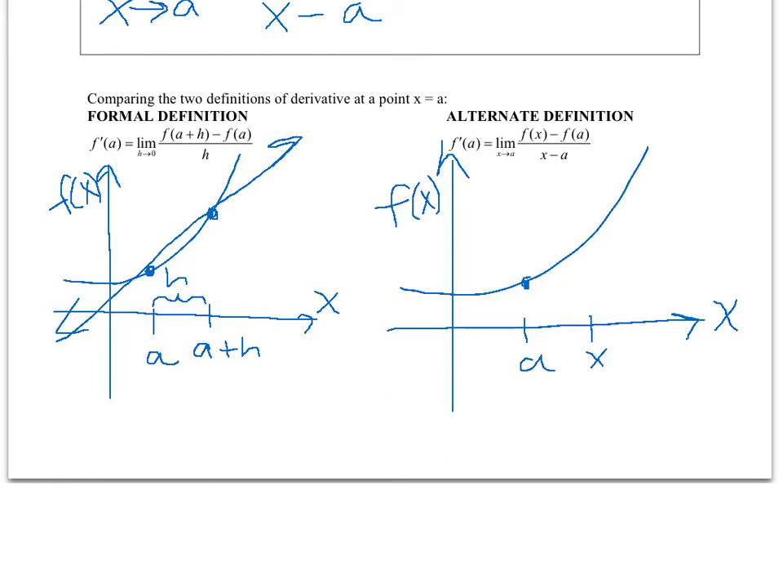So this alternate definition says if you take another point, you just randomly call it x, and you connect those 2 points, this would be f of x minus f of a. So there's your change of y again, and this time the change of x is just going to be x minus a. And again, we want to make the change of x go towards 0. Here we're not defining h as a distance between the two of them. So in order to make these two coordinate points approach each other, you would just have to slide x closer to a. That's why in this definition x is approaching a.